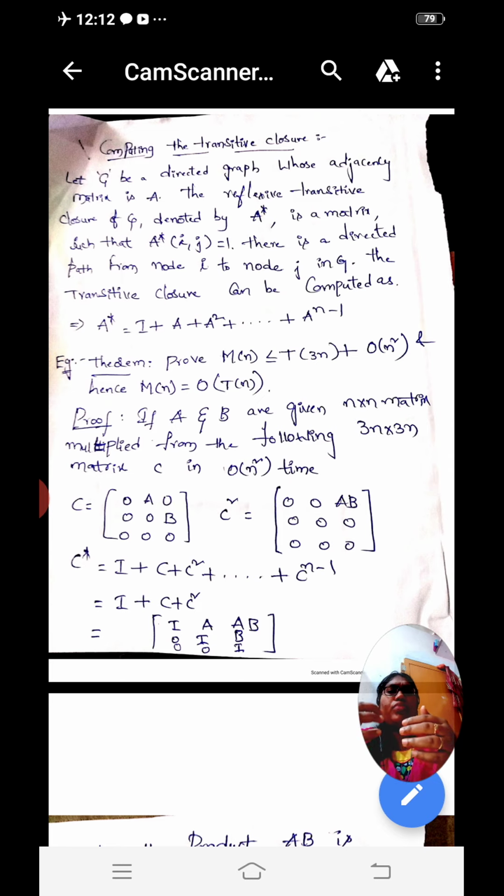Whatever matrix we take, that matrix is represented as A, B, or whatever letter. The reflexive transitive closure of G is denoted by A asterisk. What is the reflexive transitive closure of G? It's denoted by the letter A asterisk, a matrix such that A asterisk I comma J is assigned 1 if there is a directed path from node I to node J.